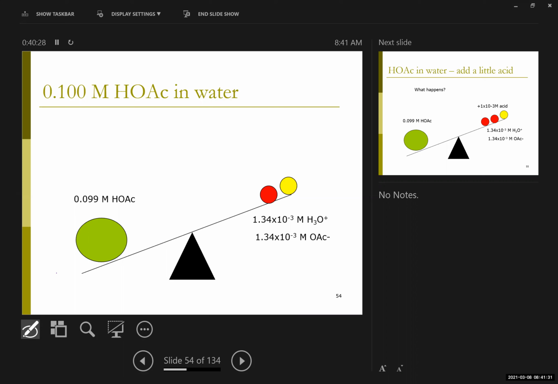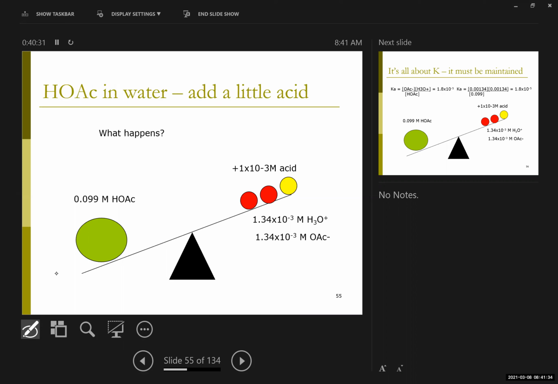And so if that's my balance, if I throw just a little bit of acid into that mixture, it's going to swing the seesaw. If I add 10 to the minus 3 molar of acid, that essentially doubles the amount of hydronium on the right-hand side. It's a 50% increase in weight on the right-hand side. If you've ever played on a seesaw, that has to swing it. If it's me and 3 triplets, small children, and there's 2 of them on the other end, if you throw the third one on the other end, I'm going to move.